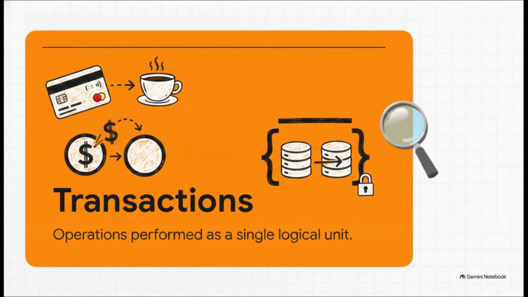Let's make this real to your everyday life. Imagine you're out running errands and you use your debit card to buy a coffee. Money has to leave your checking account, and that exact same amount of money has to be added to the coffee shop's account, right? Those are two completely distinct database operations, but they must succeed or fail together as a single logical unit. Because if the money leaves your account, but, say, a network error prevents it from actually reaching the shop, well, then the system is fundamentally broken.